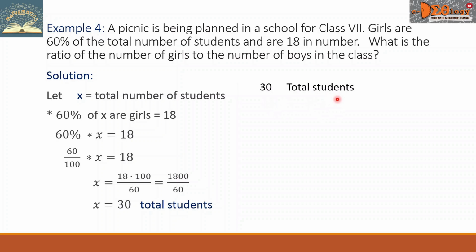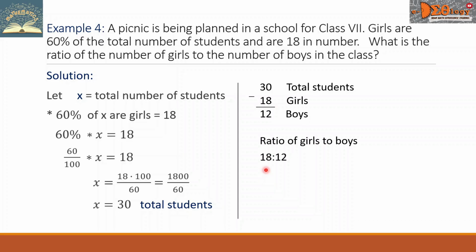With 30 as the total students, we have in the beginning 18 girls. When we subtract, there will be 12 boys. Now the ratio of girls to boys. Let's take the numbers, 18 for girls, 12 for boys. So that is 18 is to 12. We can write this as a fraction. So we have 18 over 12.